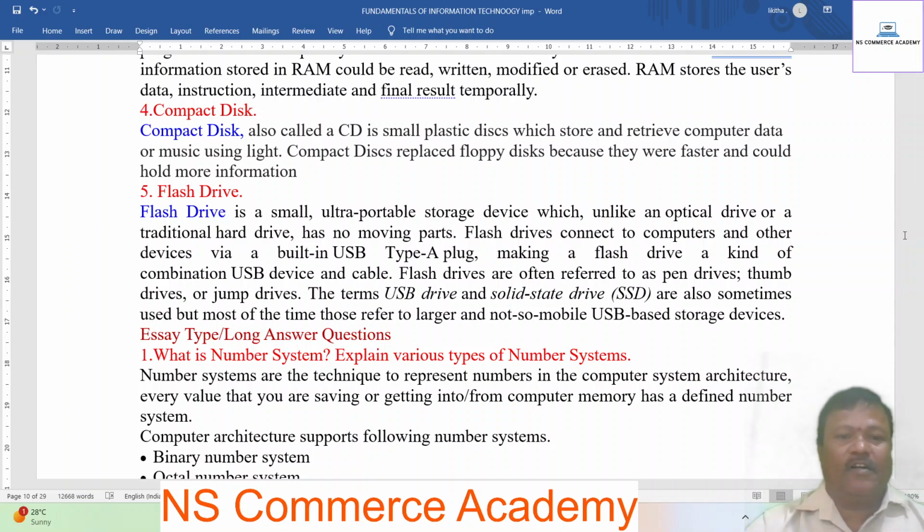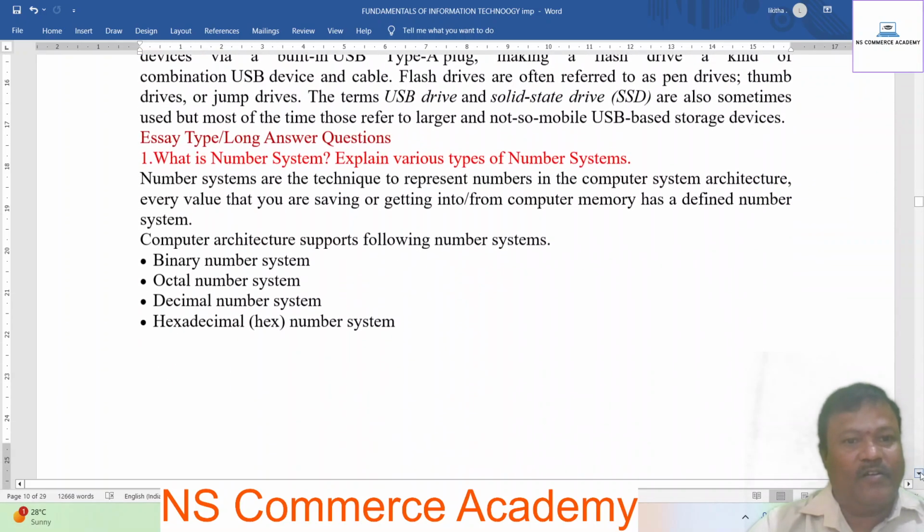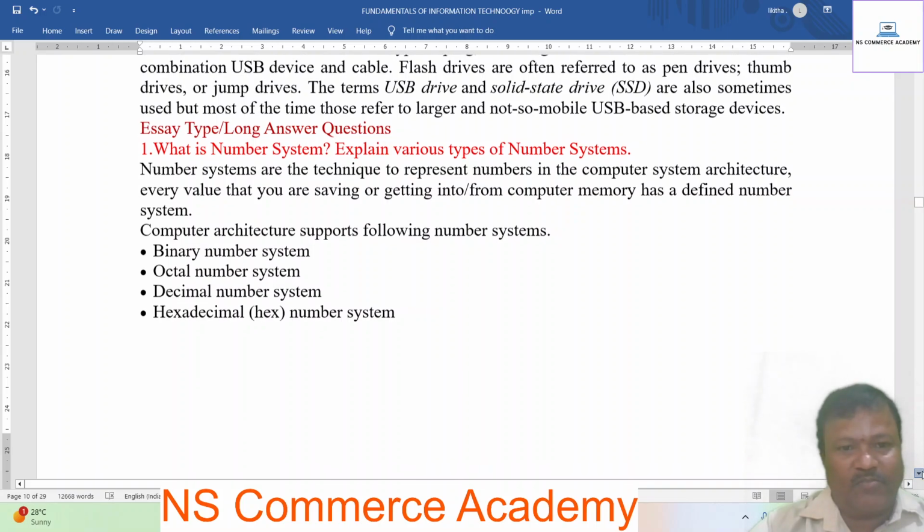Number systems are the techniques to represent numbers in the computer system architecture. Every value that you are saving or getting from computer memory has a defined number system. Computer architecture supports the following number systems: binary number system, octal number system, decimal number system, hexadecimal number system.